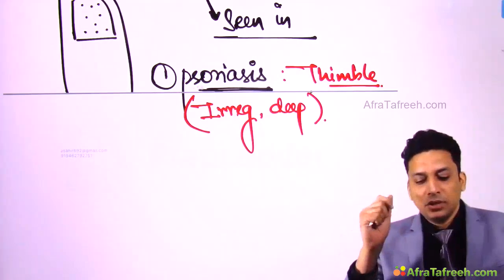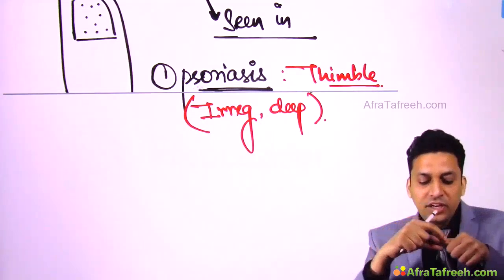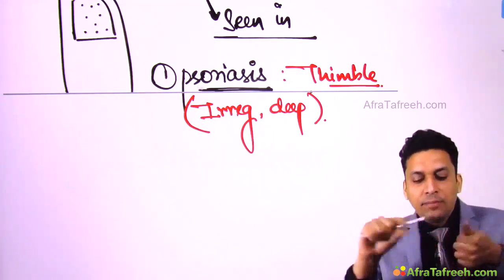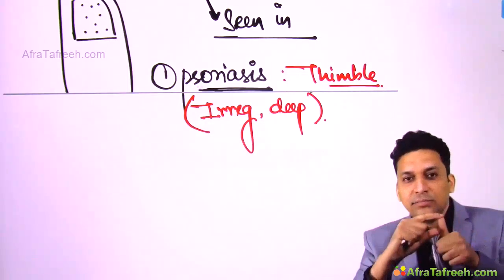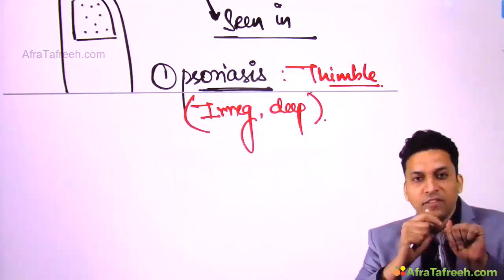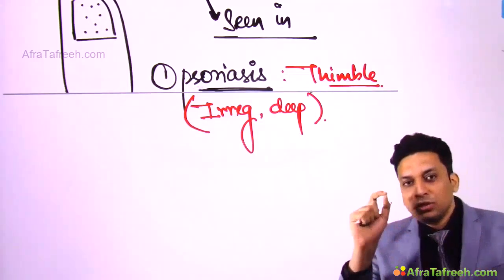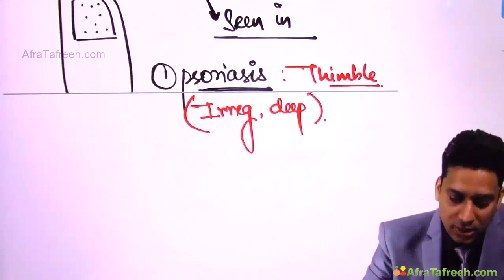Thimble pitting. Do you know what a thimble is? A thimble is a metallic device which is used by weavers. They wear it over their thumb while weaving. Why? Because while weaving, the needle does not pierce their thumb. If you look at that thimble, you will find a lot of depressions present over it. Those depressions resemble the depressions seen over the nails of these patients. So thimble pitting is seen in psoriasis.